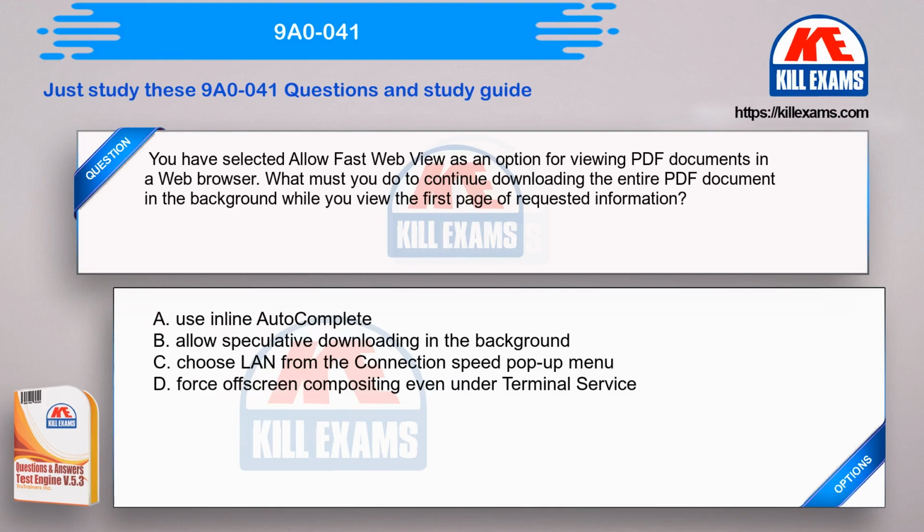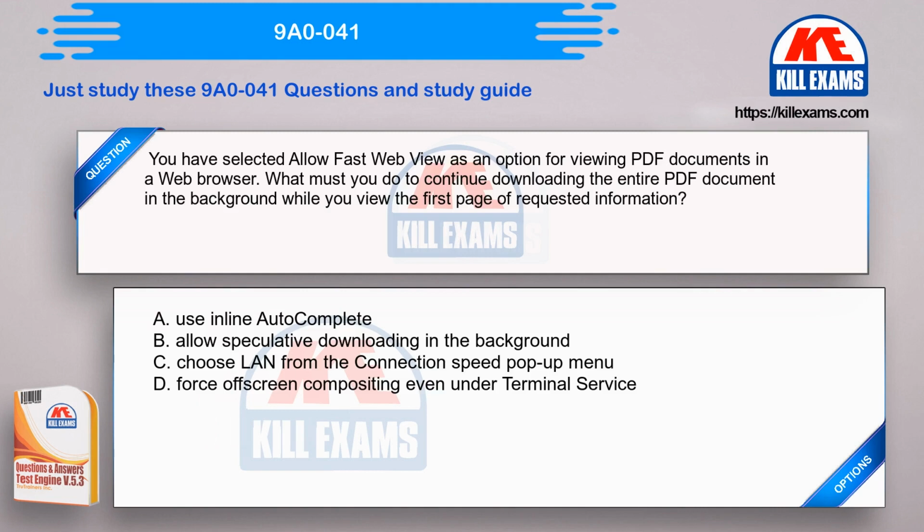You have selected Allow Fast Web View as an option for viewing PDF documents in a web browser. What must you do to continue downloading the entire PDF document in the background while you view the first page of requested information? Option A. Use Inline Autocomplete. Option B. Allow speculative downloading in the background.